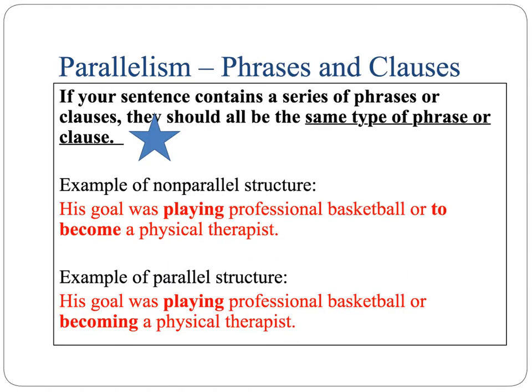Okay, the last thing that you have to focus on with parallel structure are phrases and clauses, and this is kind of difficult, because sometimes it's hard to tell the different types of phrases and clauses. So if you guys will write this down also in the orange box, and then let's look at our examples. His goal was playing professional basketball or to become a physical therapist. Okay, so this is the beginning of the sentence. His goal, this is my subject and my verb. And then I have these two phrases separated by or. So I'm going to put parentheses around my phrases so I can see where they are.